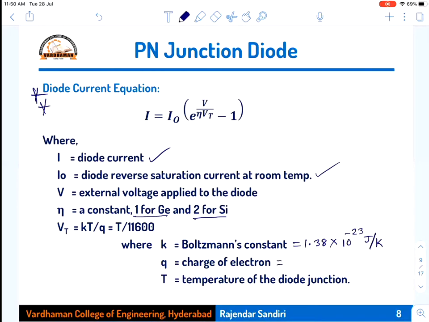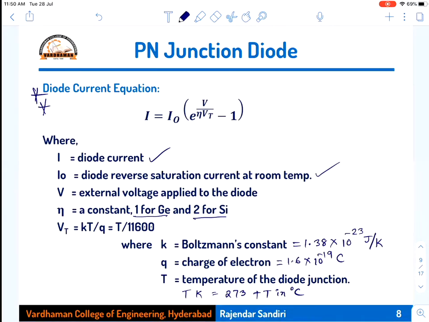And the charge of an electron is 1.6 into 10 to the power of minus 19 coulomb. Temperature, if you take it as room temperature, it will be 27 degrees. And if you want to convert it into Kelvin, temperature in Kelvin is equal to 273 plus temperature in degree centigrade. Okay. So that is how you substitute.